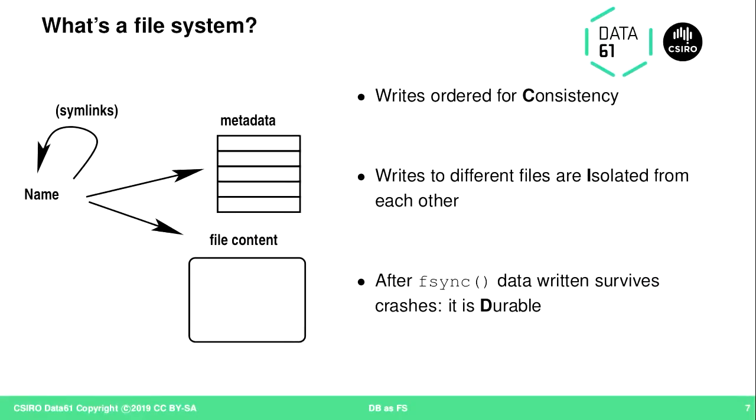And the other thing you really want from a file system is that if you call fsync on an open file, when that fsync returns, you know that if there's a crash, the data is actually on permanent storage and you can get it back.